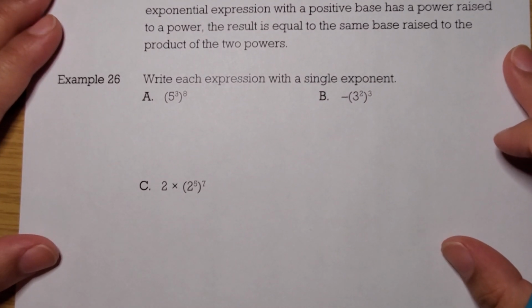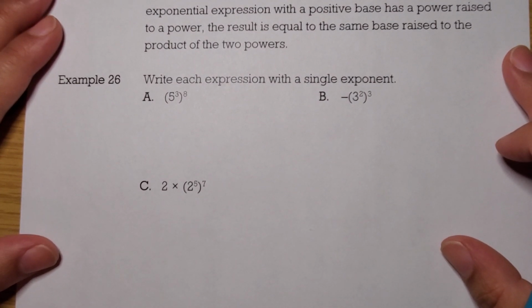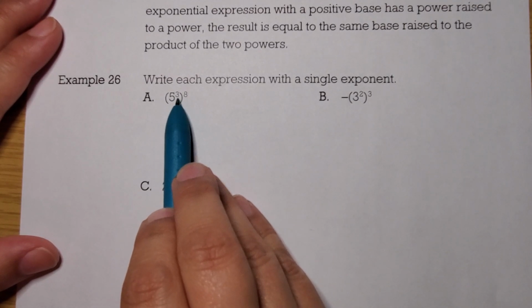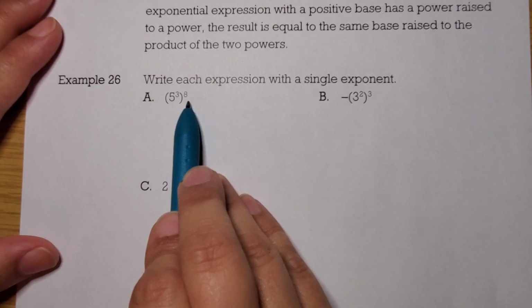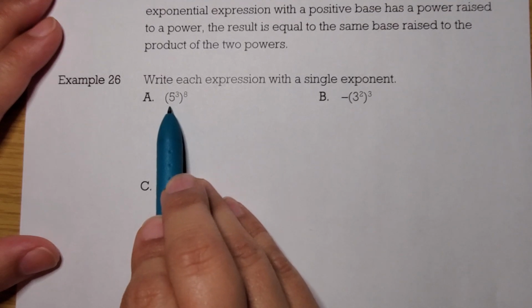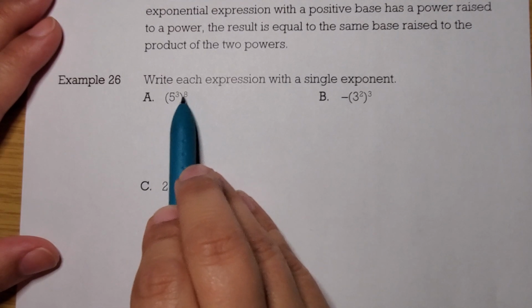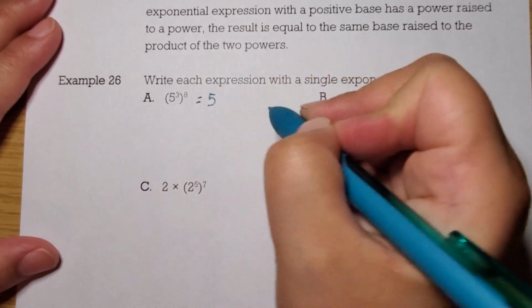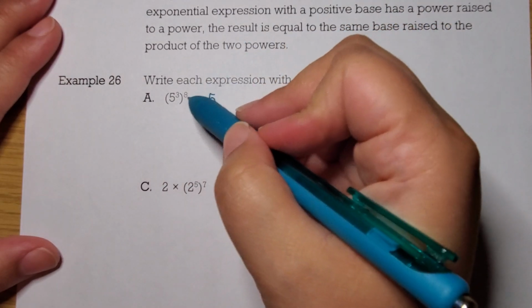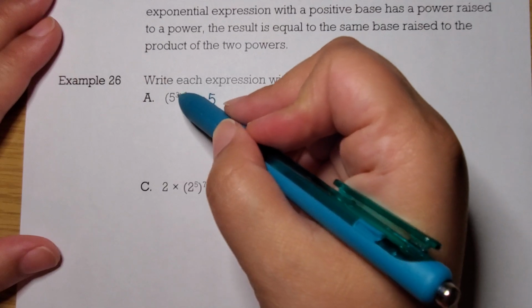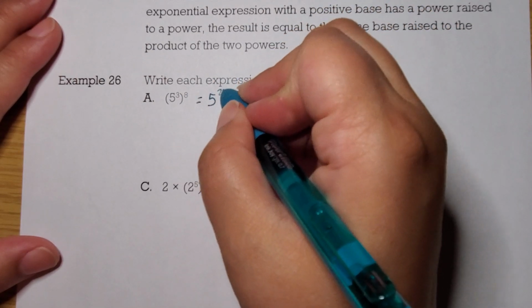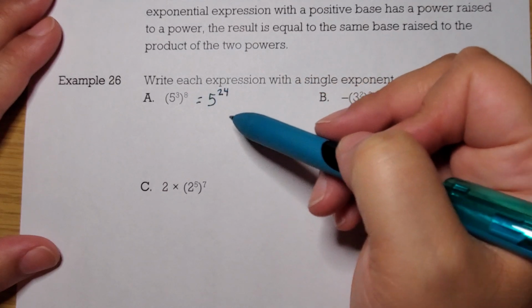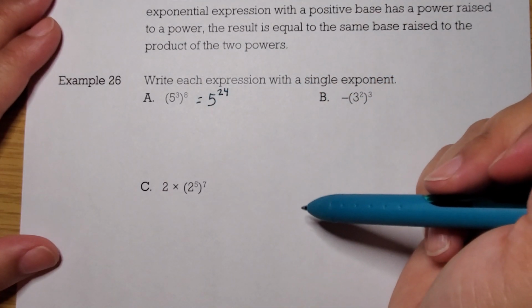Here they want us to write each expression with a single exponent. In part A, we have 5 cubed being raised to the 8th power. So we have a positive base of 5, and we're raising a power to a power. So this is the same as 5, and then we can multiply these 2 powers. 3 times 8 is 24. So 5 cubed to the 8th is the same as 5 to the 24th.